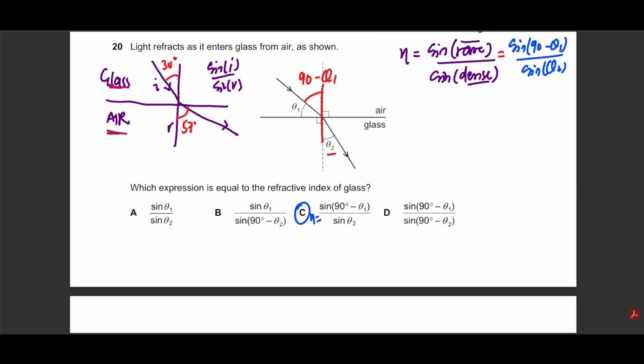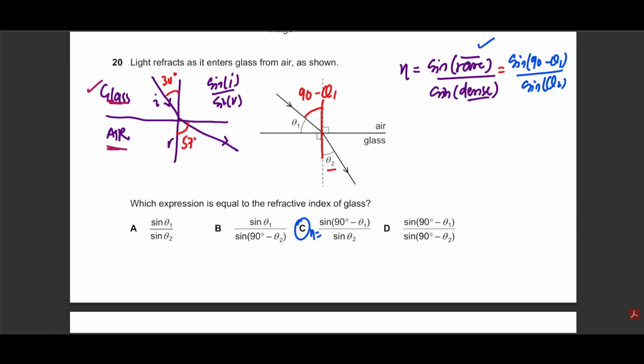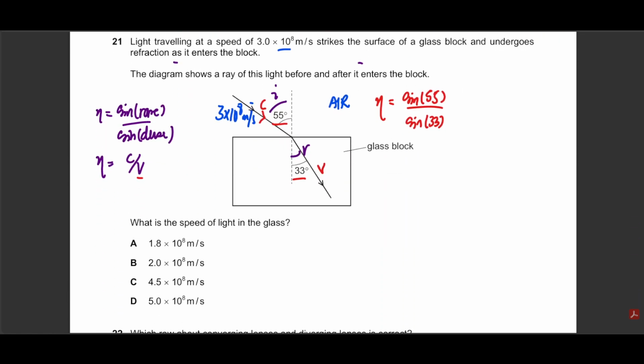The actual theory behind this is going to come from Snell's law, but since we're not doing that, I'm just showing you a shortcut or a trick for how to do these questions. And why do I always prefer rare over dense? Now, when you solve this question, you can equate the value directly to c divided by v. Now, this should be 3 into 10 raised to the power 8 divided by v.